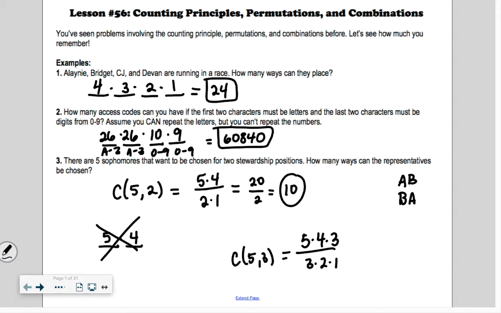But you know what's kind of cool about combinations? I don't know if you guys remember this. Notice how those cancel? Look, don't I still have 5 times 4 over 2 times 1? So 5 choose 3 is actually the same as 5 choose 2.